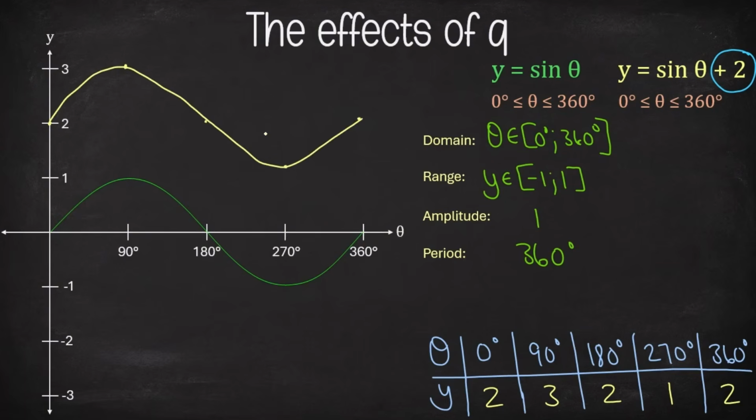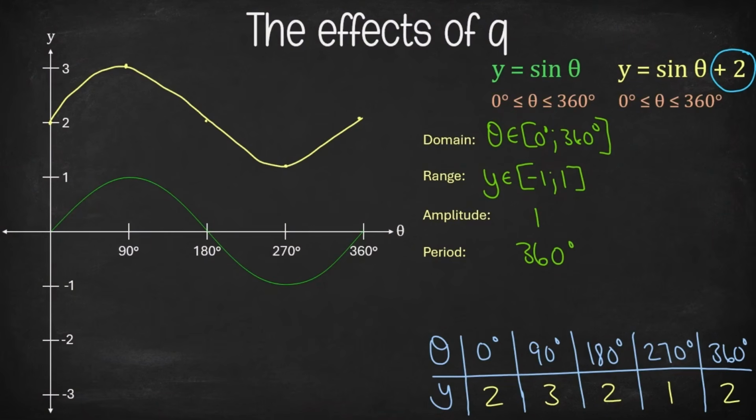Okay, now that I've drawn this graph, let's have a look at the properties and see how it compares with the basic sin graph. So what do you notice about the new graph? Yes, that plus 2 actually moves our y values up 2 units. That means every y value moves up 2 units. Now let's find the domain for our new graph, y equals sin theta plus 2.